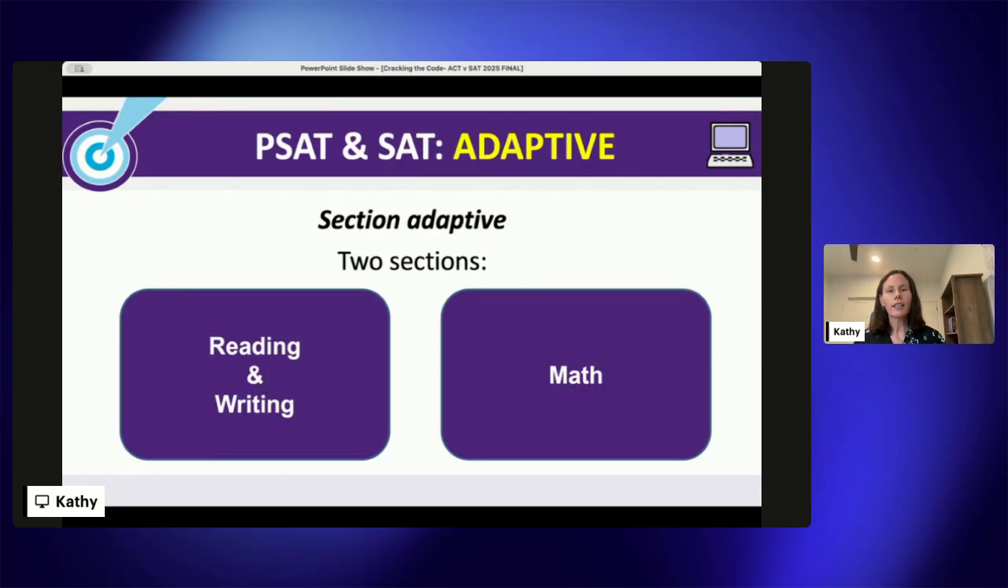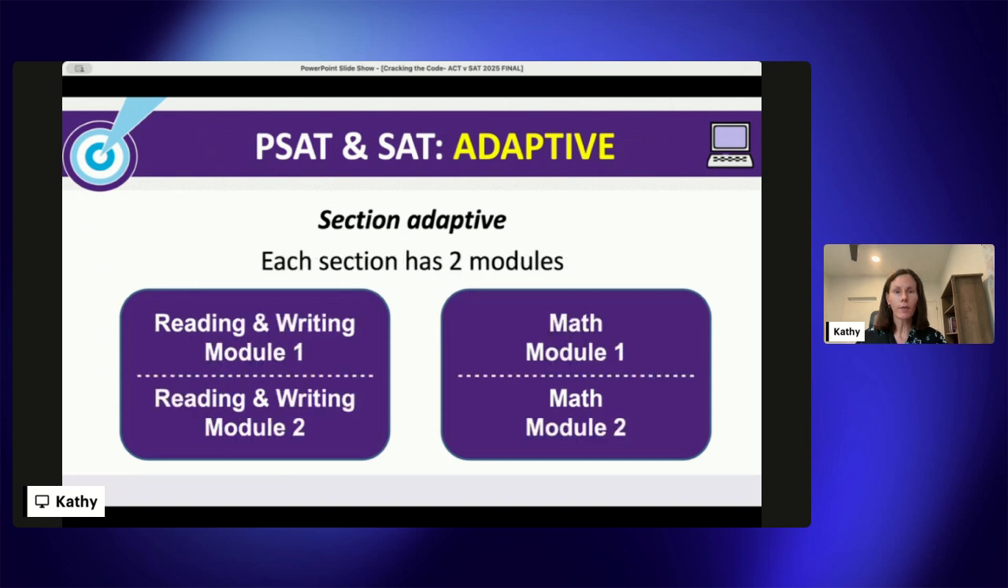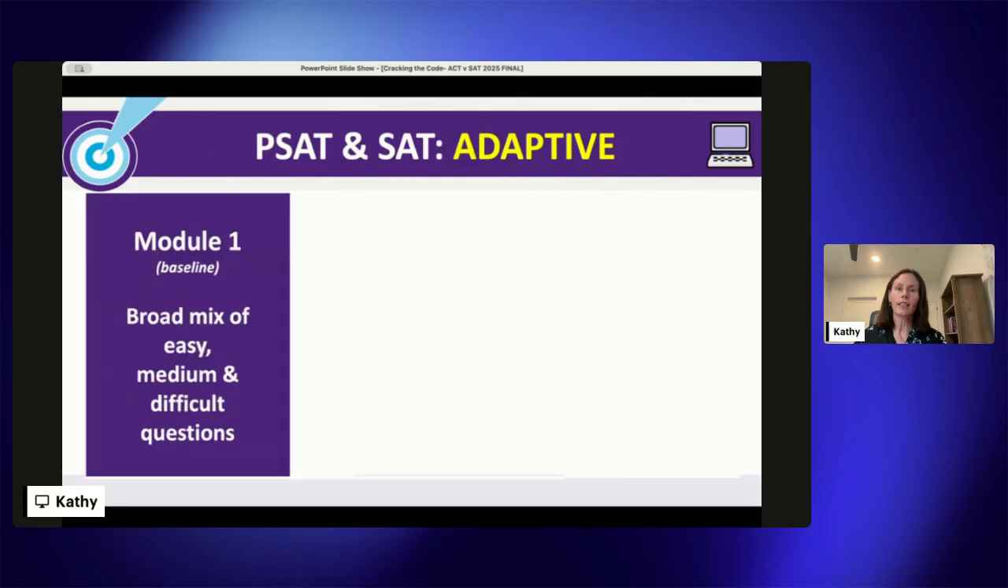All right, let's talk about the adaptive nature of the SAT and what this means. It is section adaptive, not question adaptive. So let's look at how that works. When I sit for the SAT, and this is also true for the PSAT, I'm going to start with the reading and writing section, followed by the math section. Now, each section is broken into 2 modules that have the same timing and the same number of questions.